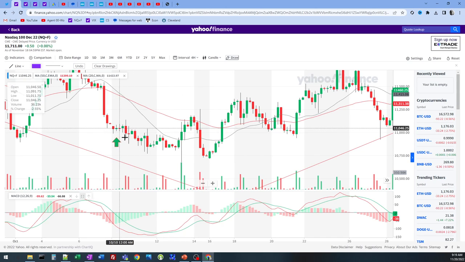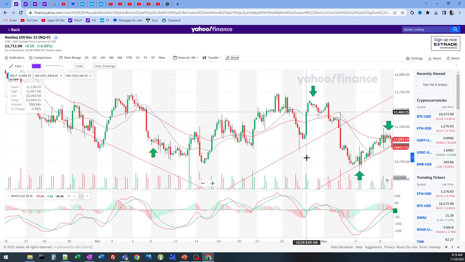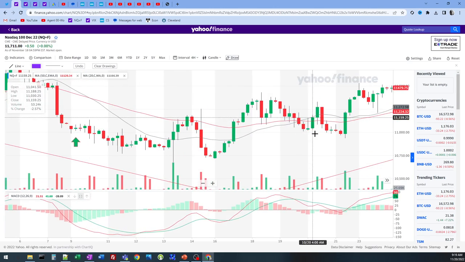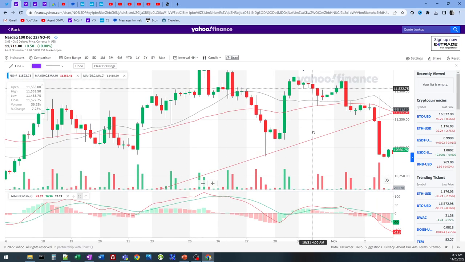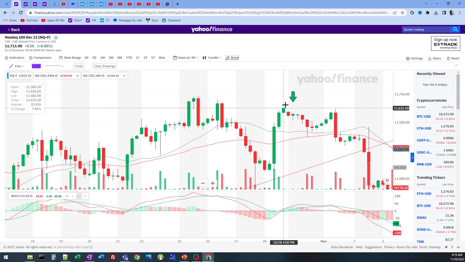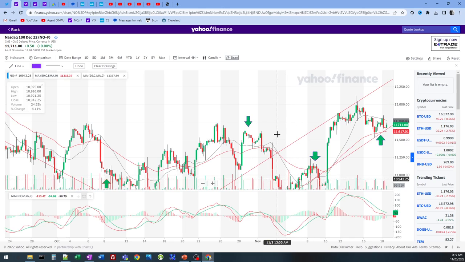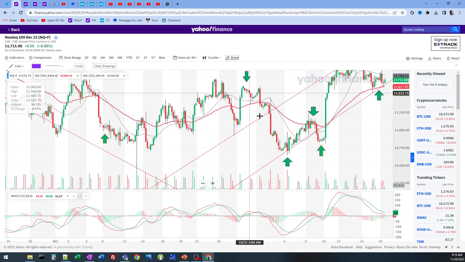This was a key. It was telling you, 1, 2, 3, 4, we'll just say 4 trading days ahead of time, a big move is coming, okay? And that's exactly what happened. Up. But look at this. When you got up to the top, what do we have here? Green, red, green, red. Uh-oh. And what happens? Down we go.